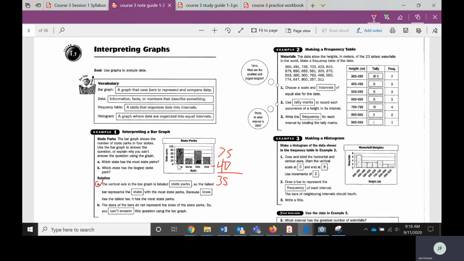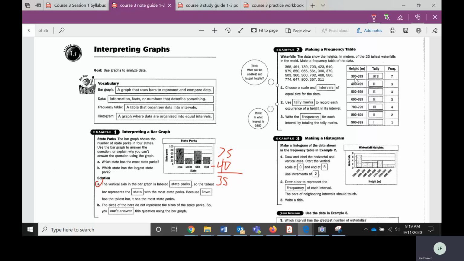Next, making a frequency table. This is going to lead into making a histogram. I will attach another video to the discussion board on how to make histograms, but we'll talk about it quickly. They show it here already made. It says waterfalls. The data shows the heights in meters of the 23 tallest waterfalls in the world. Make a frequency table of the data. They give the heights in no order.